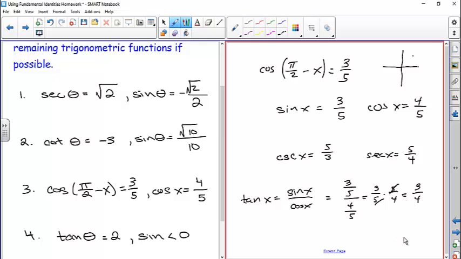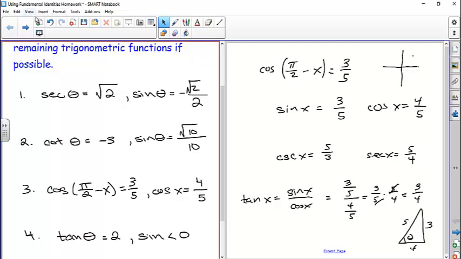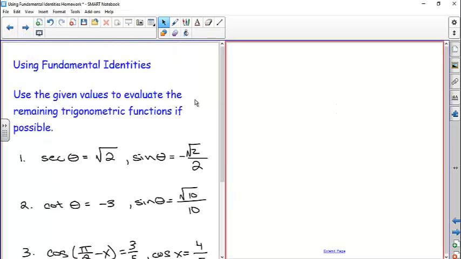And this is one of these 3, 4, 5 triangles. If the opposite side were 3, the hypotenuse is 5, and the adjacent is 4. This is the angle. So that's the triangle associated with this particular problem. But the main thing is to use this cofunction identity to rewrite this in terms of sine, and then the rest of it's just like we did before.